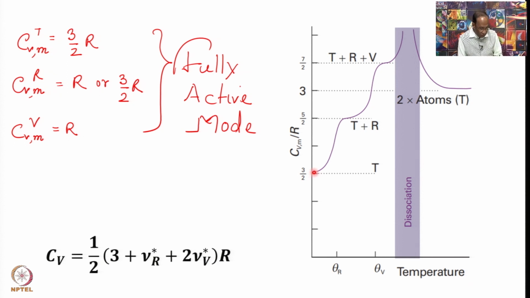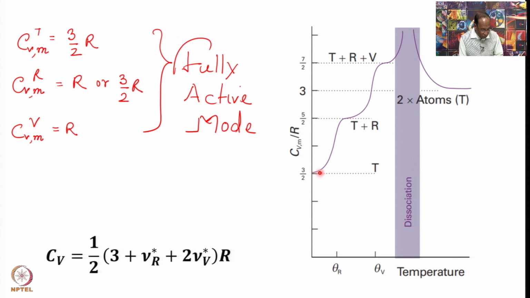When you start increasing the temperature, rotational contribution will enter in, and when the temperature is much above theta R, another R will enter in. We are talking about a linear system here. So 3/2 R plus R is 5/2 R. When you further increase the temperature, another vibrational contribution will enter in, another value of R. So 5/2 R plus R is 7/2 R. I hope this is clear.